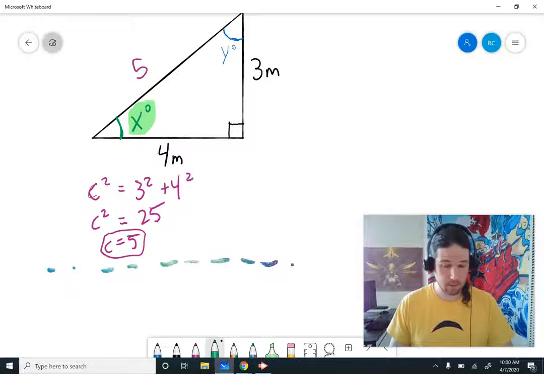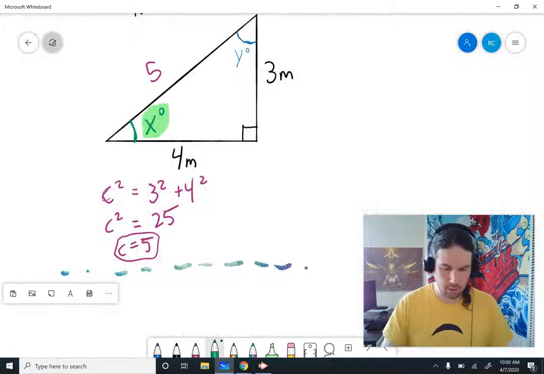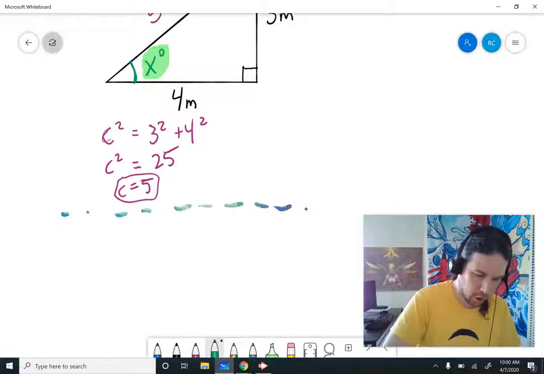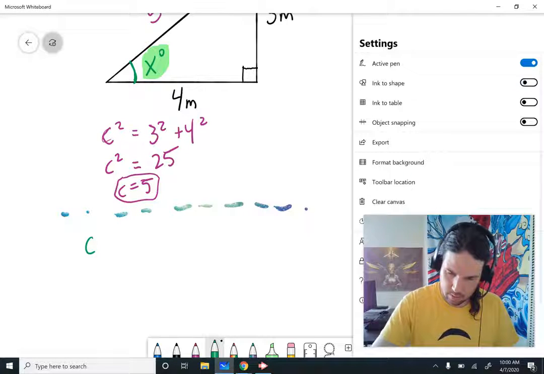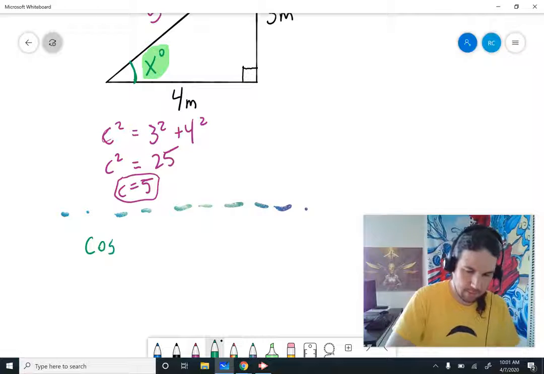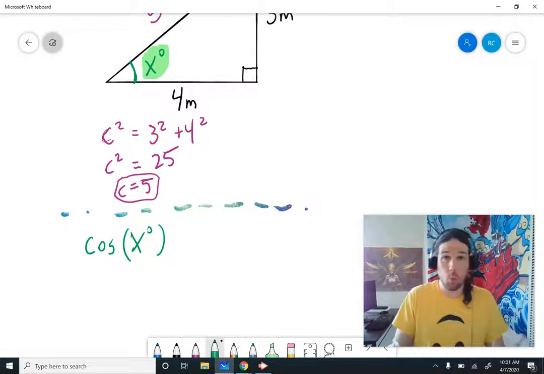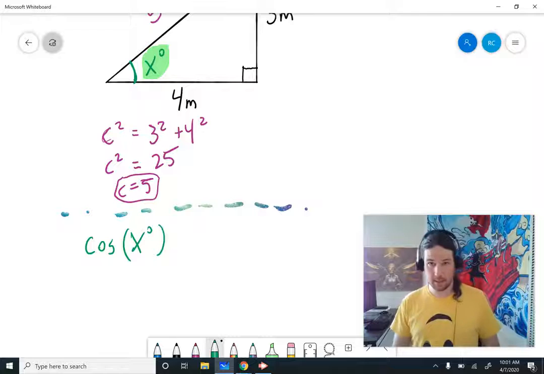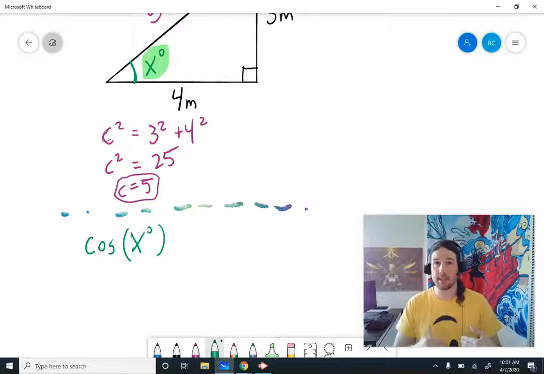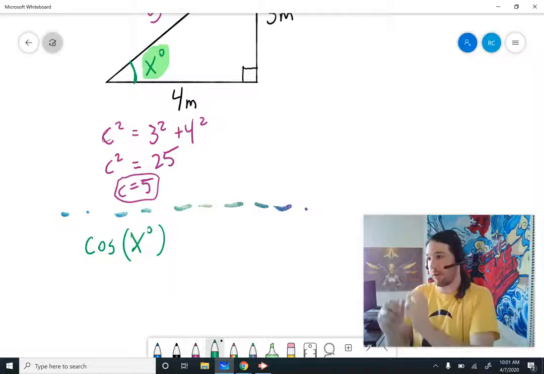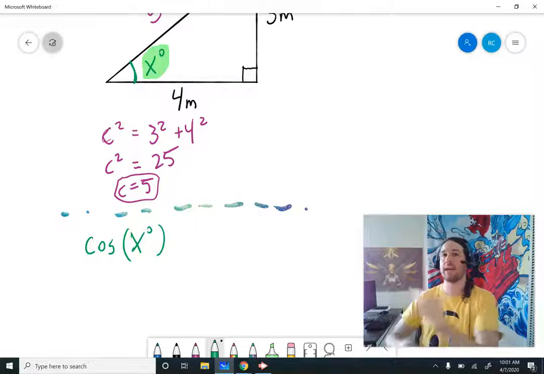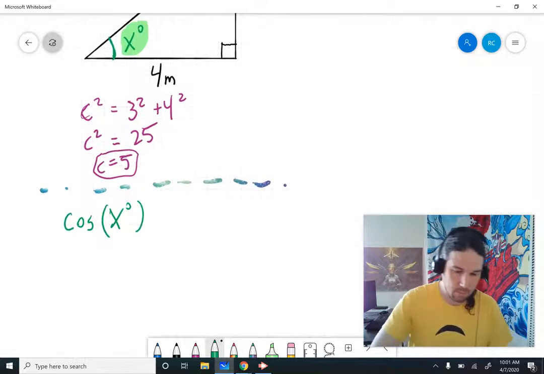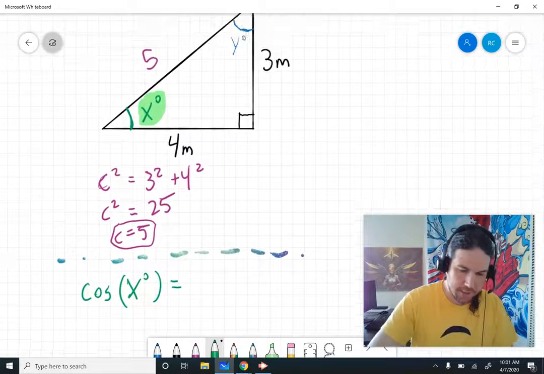So I could say that cosine of x degrees, and I don't know what the angle is. Normally I know what the angle is and I need to use cosine to find a ratio. This time we're going to know what the ratio is and we're going to backtrack that to find the angle. So that equals adjacent over hypotenuse.